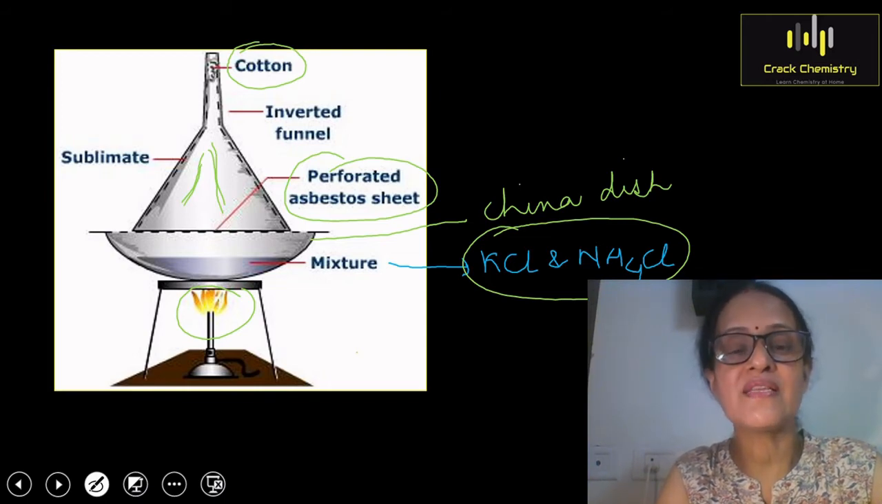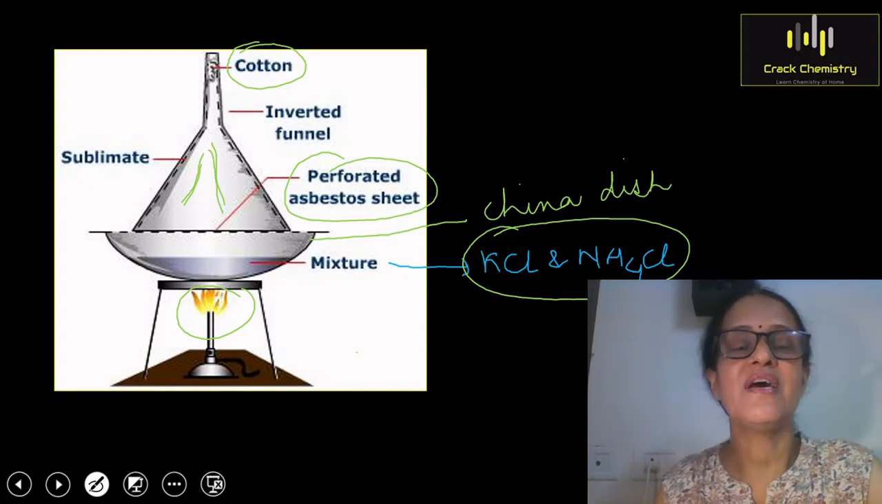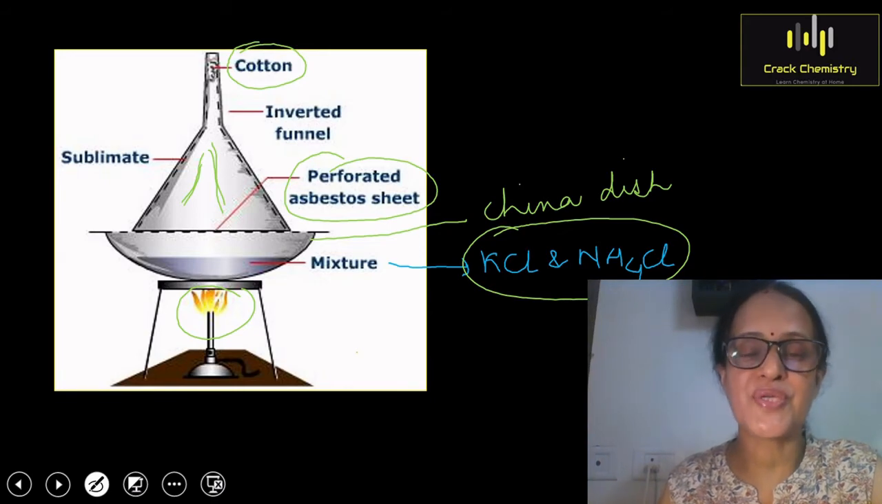So once we see the entire ammonium chloride has sublimed, we will stop heating. And we can separate ammonium chloride from the inner walls of the funnel by scratching it out. So we can see that potassium chloride is left behind in the china dish and ammonium chloride has been separated after its sublimation. I hope this is clear to you.